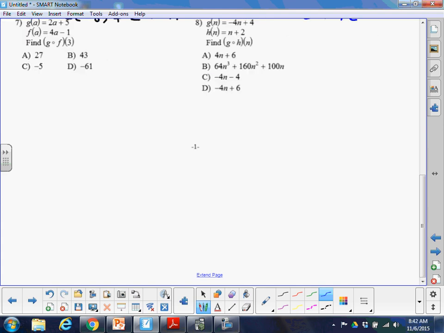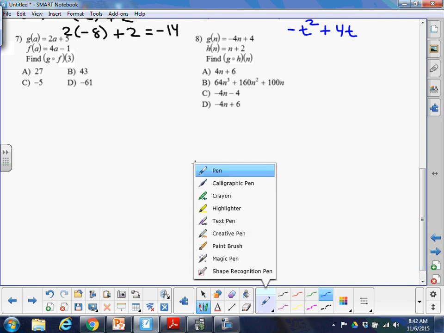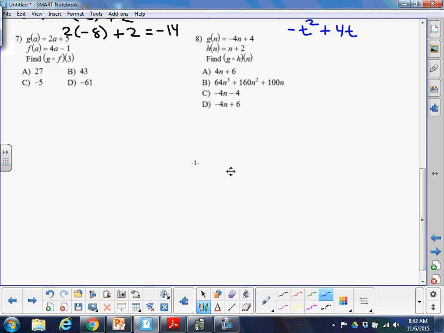Alrighty, number 7 and 8. Here's our composition. Okay, again, that open circle is g of f of 3. So you can think of that, and I actually prefer to think of it as written this way. Okay, so that is the exact same thing as writing it that way. It's not a multiplication, it's an open dot there.